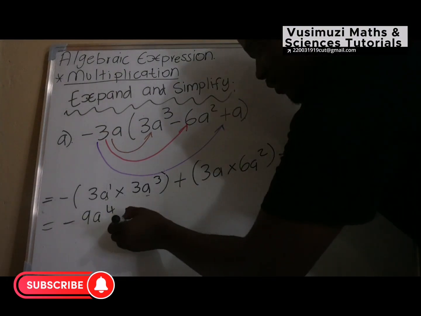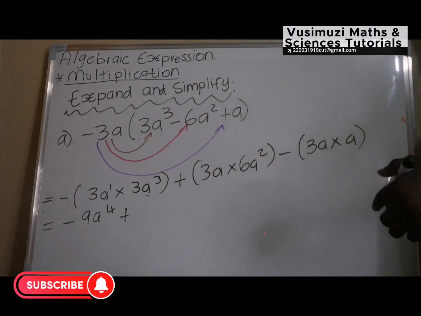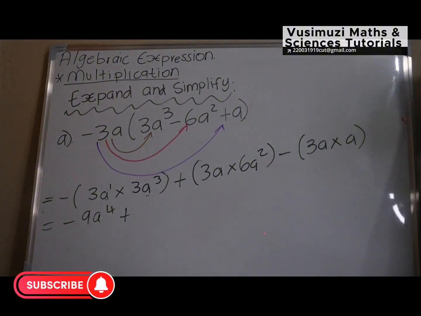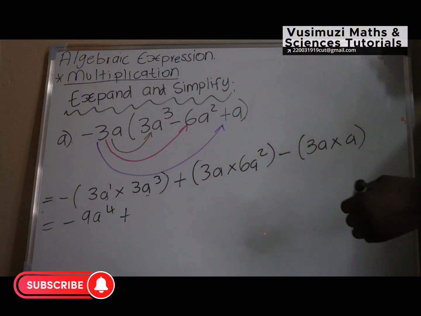Then I bring down this positive. This one I bring down here. Then I come to my second bracket. 3 times 6 is 18. Plus 18.